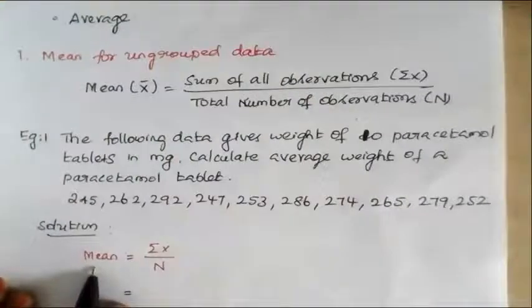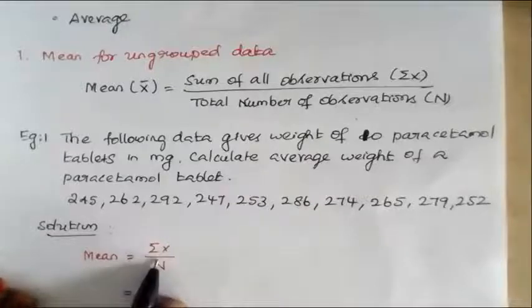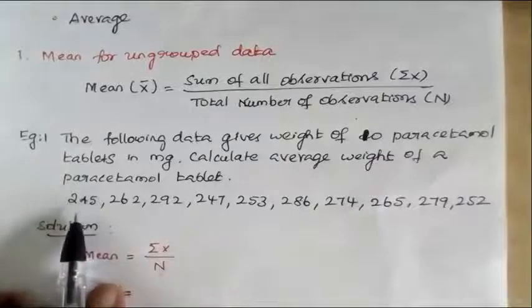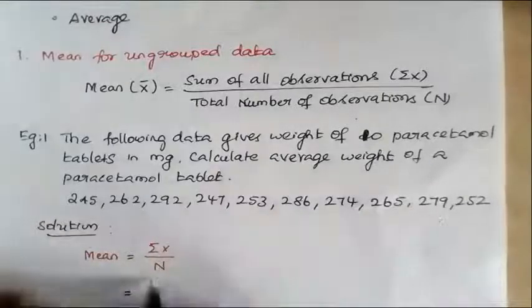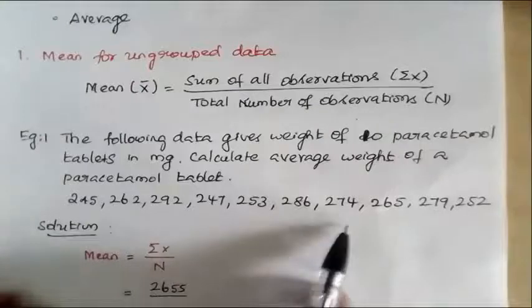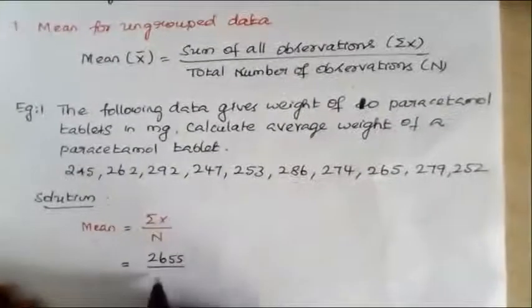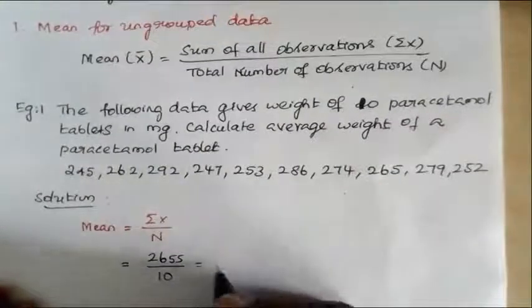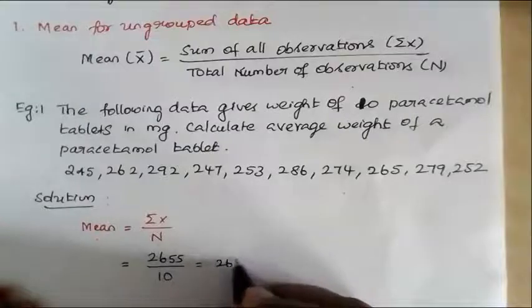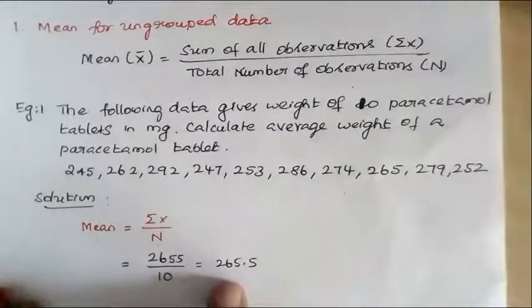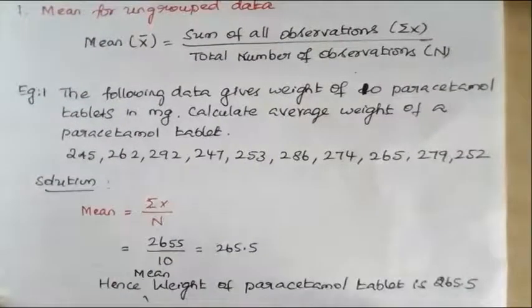The formula to find out the mean for ungrouped data is the sum of all observations divided by the total number of observations. We have to add all the observations, which gives the total value as 2655, and the number of observations is 10 here, divided by 10, which gives the answer as 265.5. So this is the average weight of one tablet. So it is very simple to find out the mean for ungrouped data.